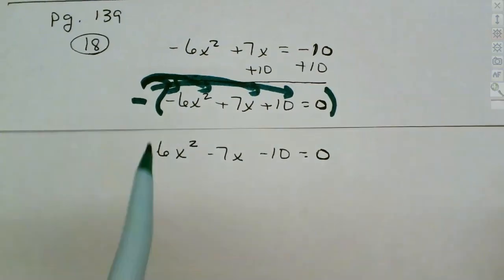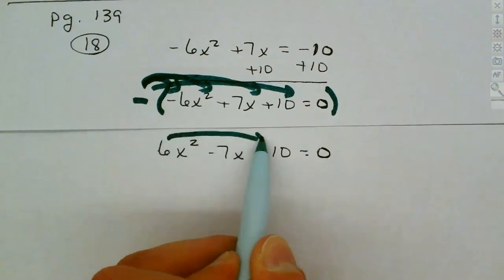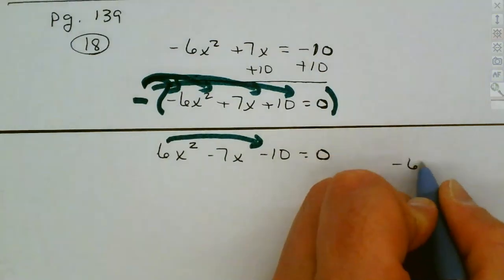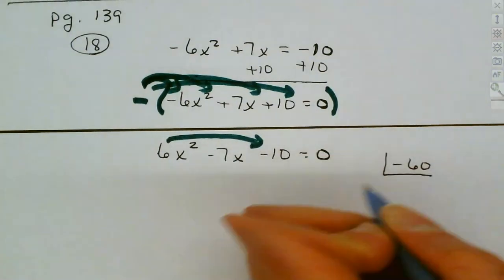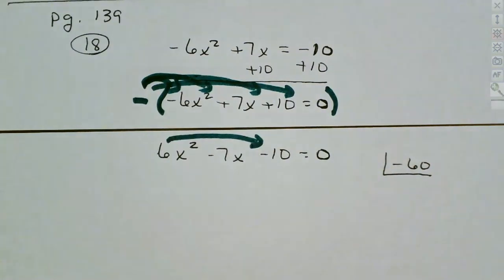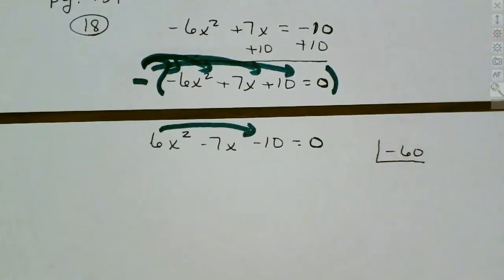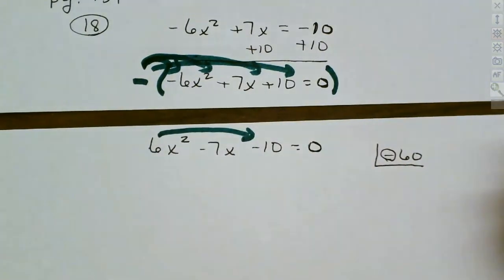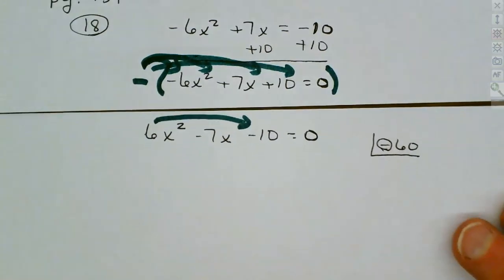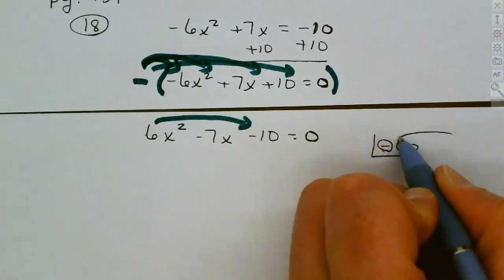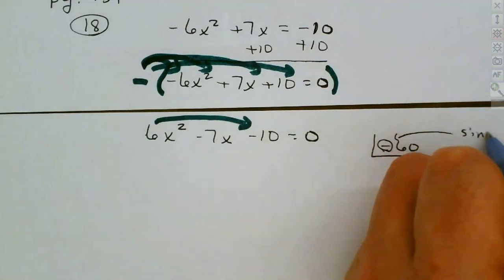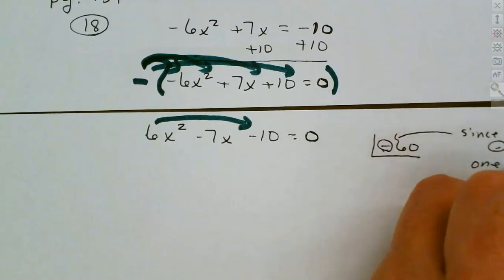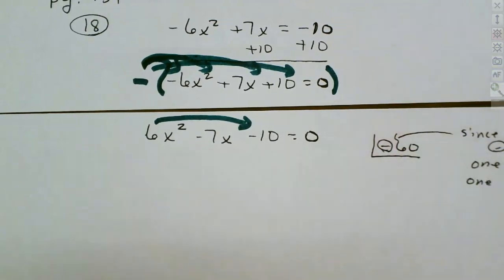So first things first, take the first times the last. 6 times a negative 10, well that is a negative what? 60. What do we know about the signs? Are they the same or are they different? How can you multiply to get a negative? One positive, one negative, right? Because this is negative. We need one positive number and one negative number.